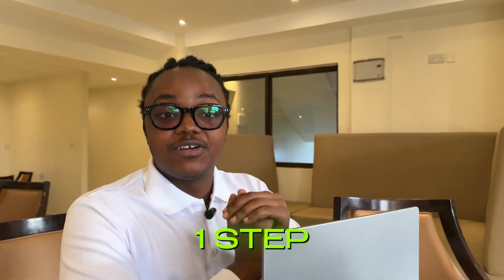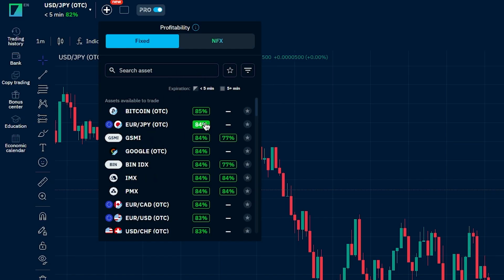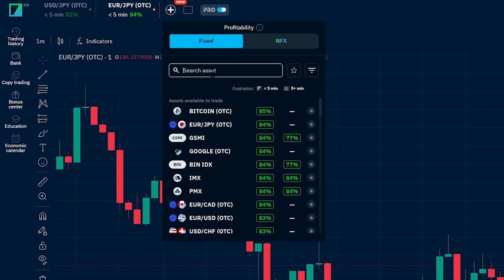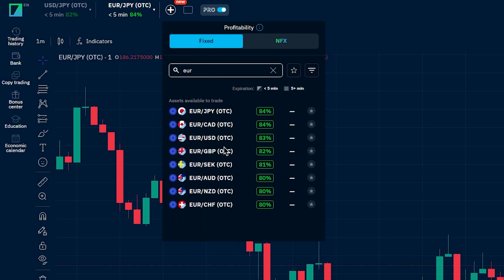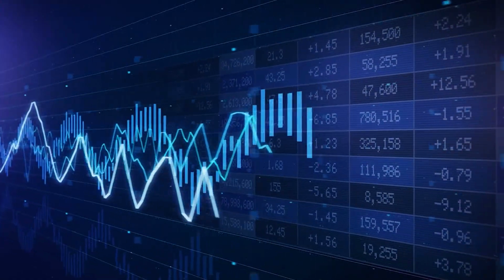The first step is very simple. Choose the right currency pair. When you're starting out, I don't recommend jumping from one pair to another every few seconds just because you don't see the setup. Instead, find a pair where the price movement is clear enough for you to analyze. Look at the chart. Is the market moving strongly in one direction? Is it ranging? There are things I want to understand before I even think about opening a trade.